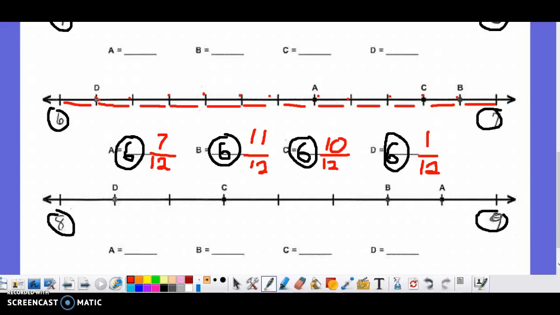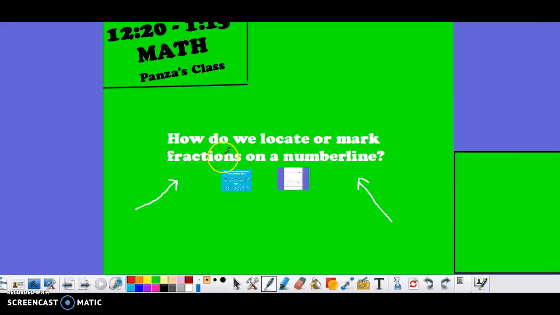By counting all of the spaces and sticks, I find the fractions, and by locating the whole numbers, I'm able to identify these as correct mixed numbers on a number line. That's how you locate and mark fractions or mixed numbers on a number line.